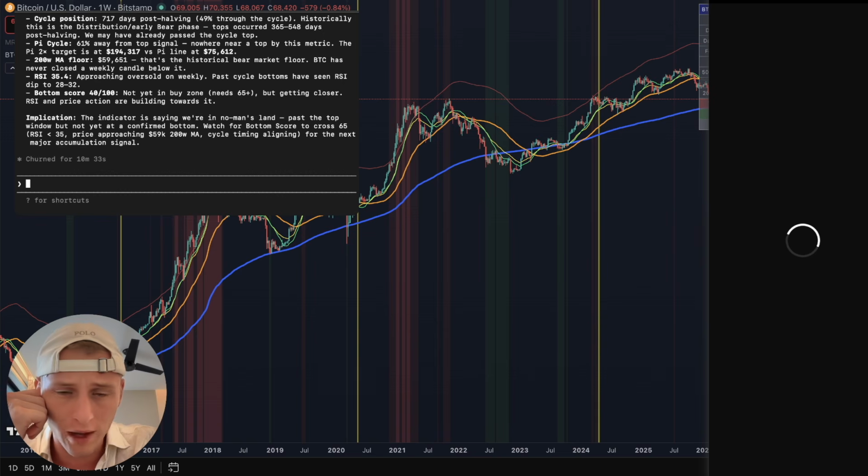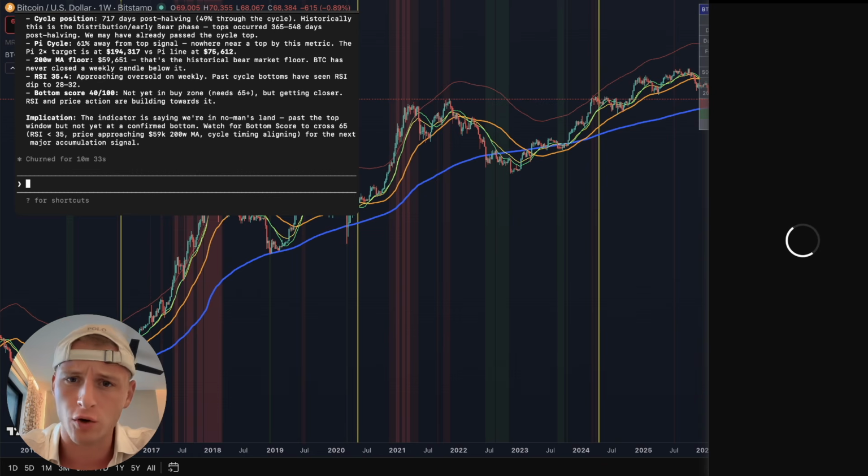But actually, I do like a few other things here, and I wanted to do deeper research and look back at the previous cycles, where the bottoms really occurred on this indicator, and how we could optimize it for the next cycle. So I'm going to give it some more information and let it think for a while to make it an even better indicator now.